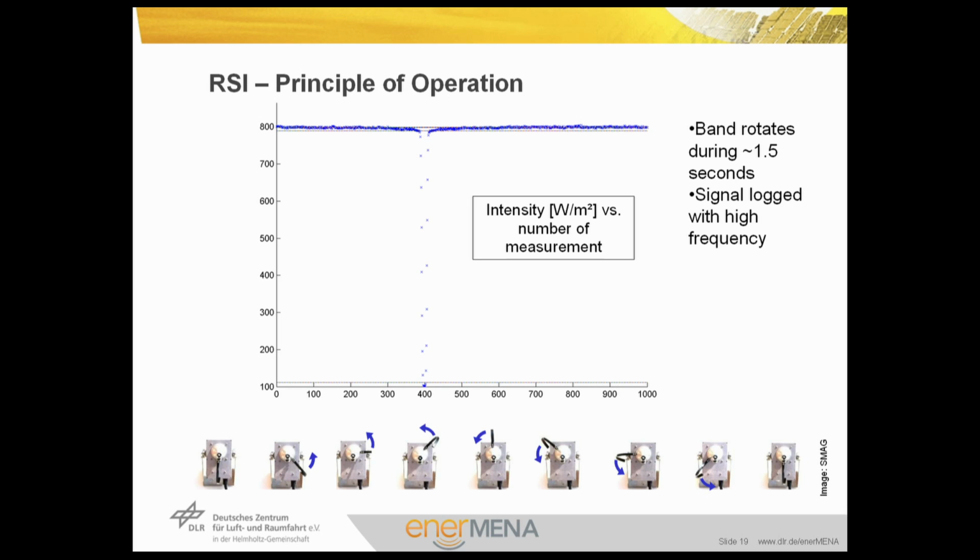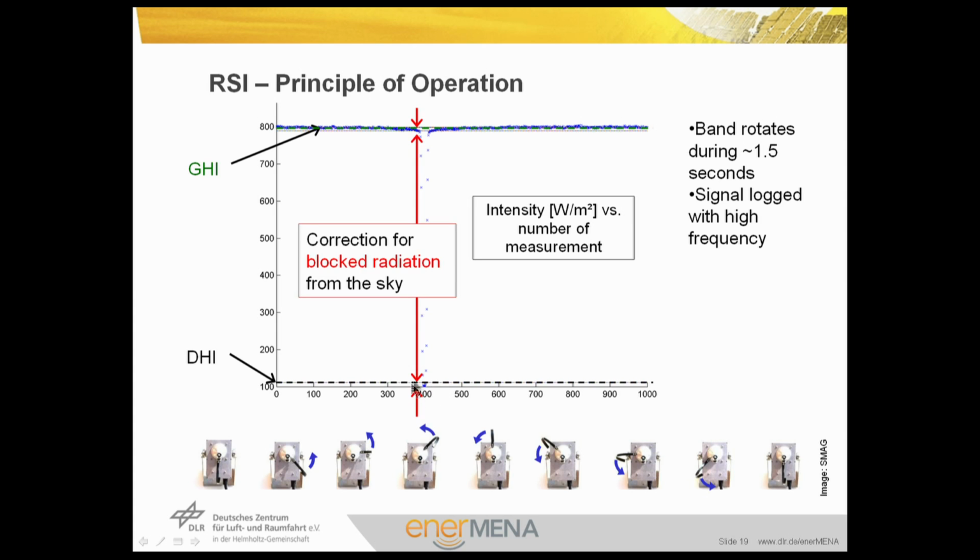In this slide I want to show you the principle of operation. So here we see the RSI during the rotation of the shadowband. In the graph we see the intensity measured with the pyranometer in watts per square meter, plotted versus the number of the measurement during the rotation. The rotation needs approximately 1.5 seconds for this RSI, and during the rotation the signal is logged with a high frequency, as I said. So let's look at the curve. Here the shadow band has no effect on the measurement, so this is the GHI. Then the shadow falls on the pyranometer, and then we can measure the DHI.